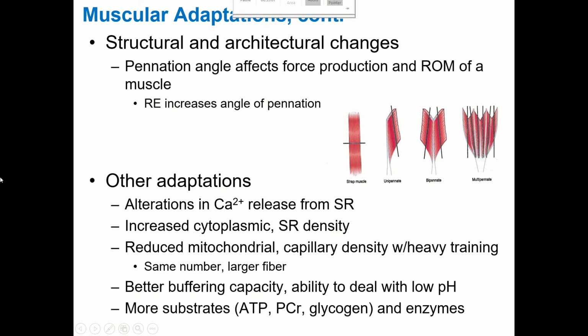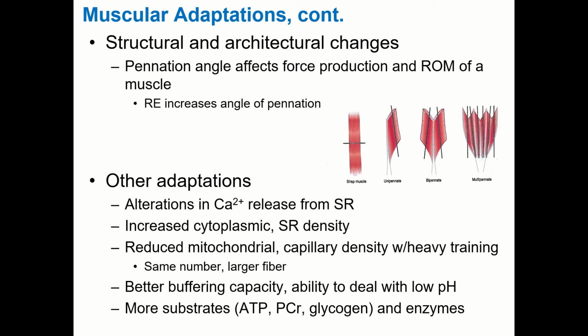Other adaptations that we see include alterations in calcium release from the sarcoplasmic reticulum. So you get better at releasing calcium more quickly and get better at taking it up more quickly, which then again facilitates interaction of actin and myosin or not. Increase in the cytoplasmic volume, particularly with high volume training. So kind of those bodybuilding protocols I was describing to you earlier of 5 sets of 12 with relatively short rest periods, those types of programs in particular appear to be effective at increasing cytoplasm or sarcoplasm volume.